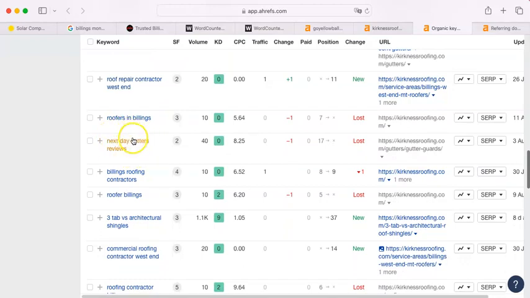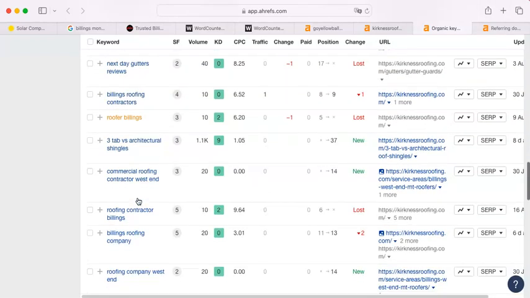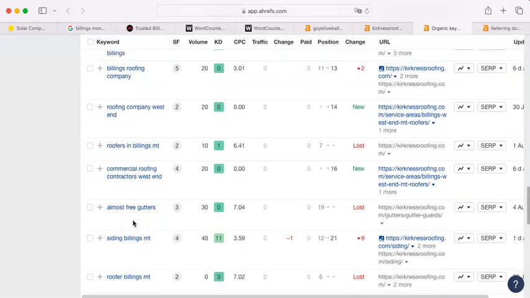So here we go. Next day gutters is another thing. 3-tab versus architectural shingles. So you see, it's a whole variation of a lot of different things that have to do with your industry, that have to do with searches, that have to do with what people's curiosity is. And a lot of them are words that I never use. Like, I haven't used the word gutter in years unless I'm bowling, and then my teammates say it a lot and look at me funny. So what I'm going to tell you is that you need to get more keywords in there.